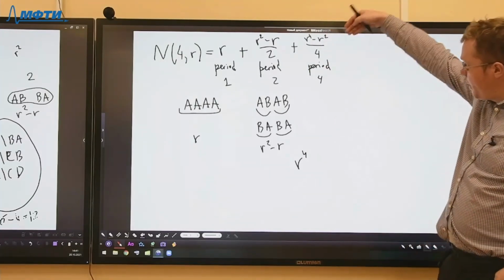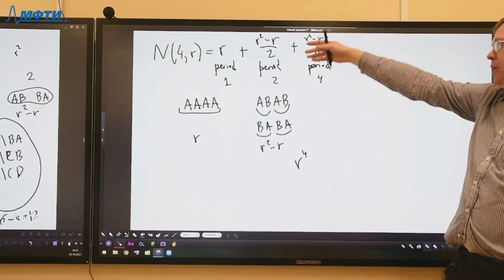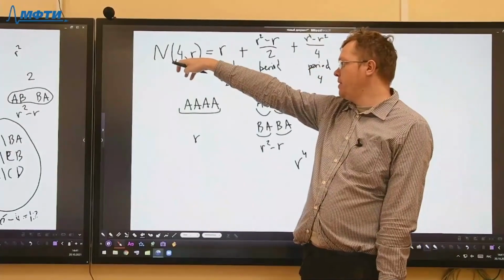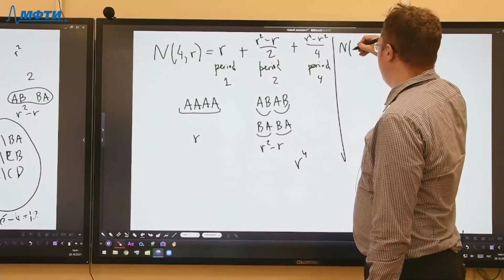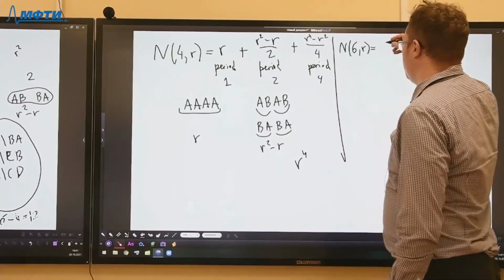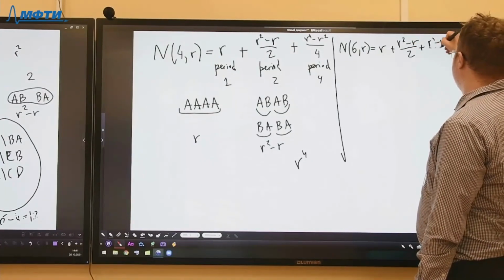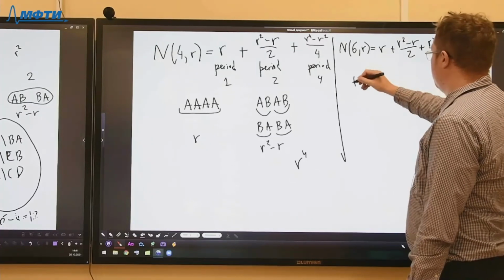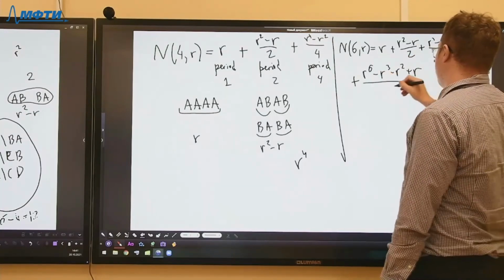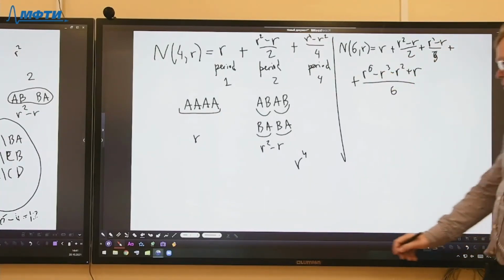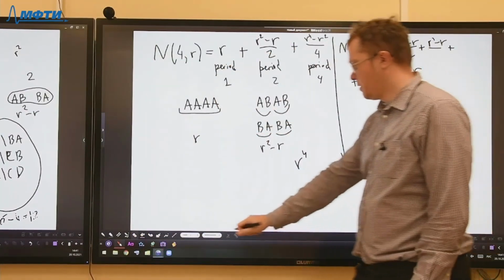And this becomes more complicated. If the number n has many divisors, then this formula becomes more complicated. For example, if we have n equals 6, it will become something like R plus (R squared minus R) over 2 plus (R cubed minus R) over 3 plus (R to the 6 minus R cubed minus R squared plus R) over 6. So you maybe can do this at home and check that this formula is correct.